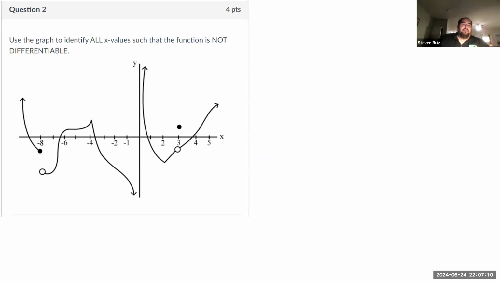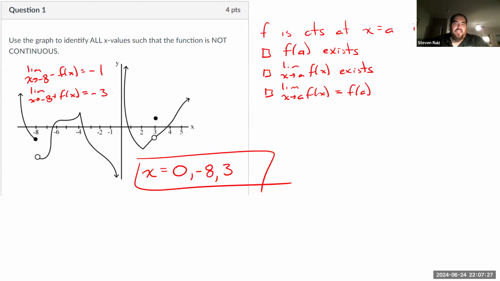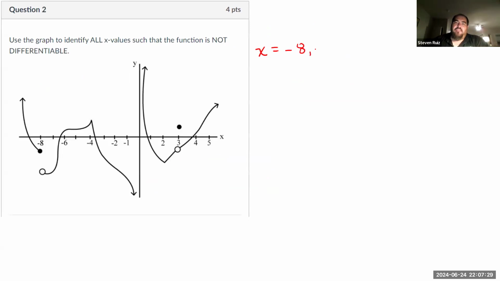The next part, same graph, right? Yep, same graph, but where is this function not differentiable? So here's one thing we know. If a function is not continuous at a point, it cannot be differentiable there. So we get 3 points for free. So -8, 0, 3. That's because the function is not continuous at those points.